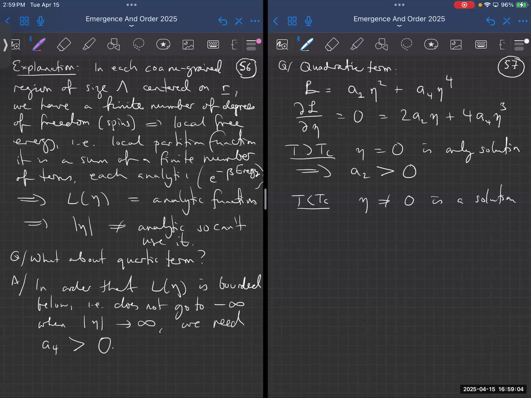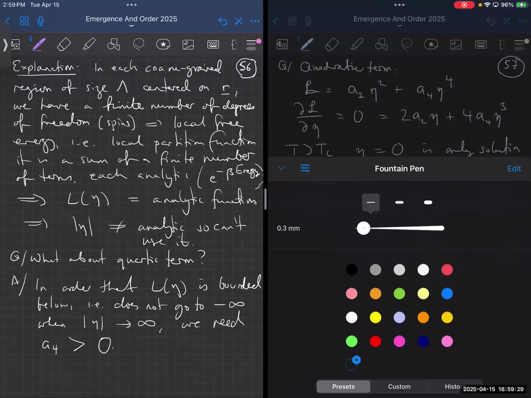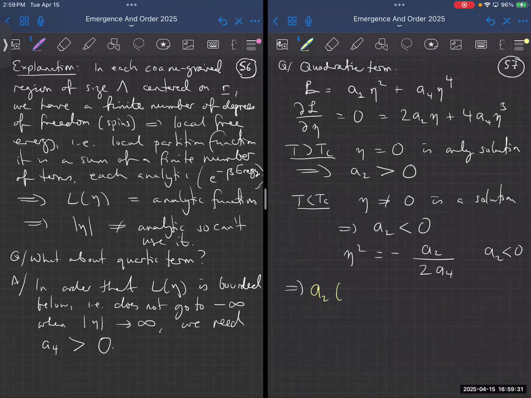And for that to happen, that means that A2 must be negative, because then what we get is that eta squared is equal to minus A2 over 2A4, where A2 is negative. And that then is a positive number. And so what that means is that A2 changes sign at t equals tc.